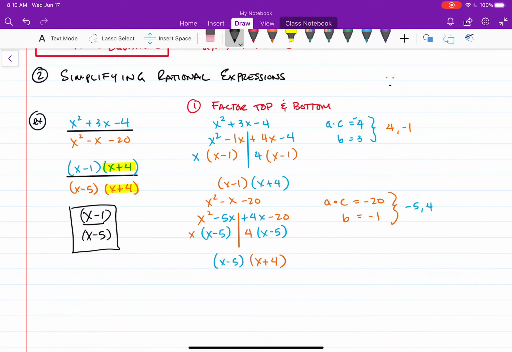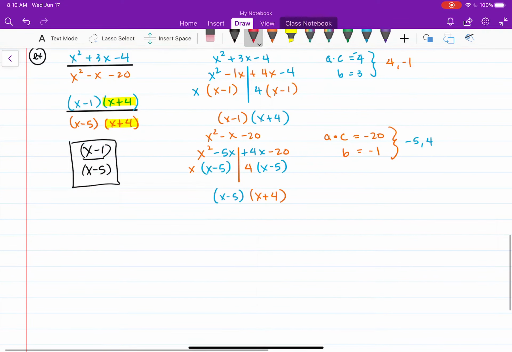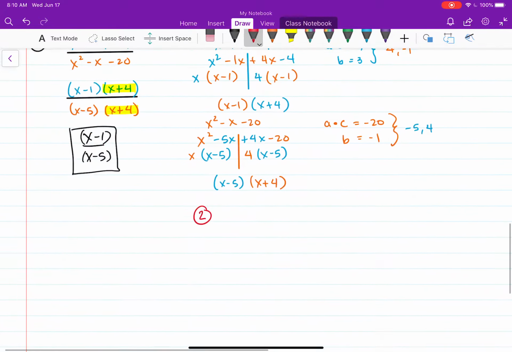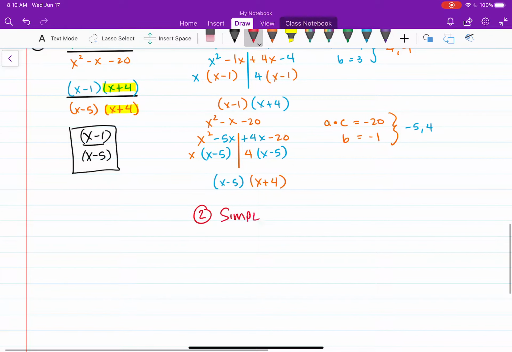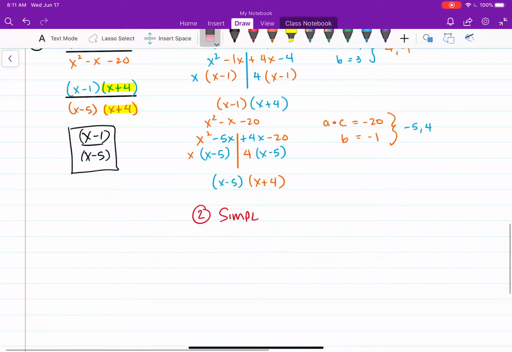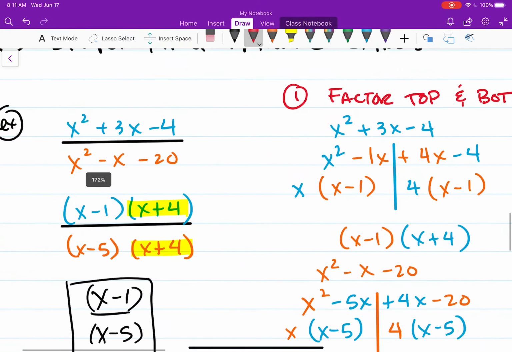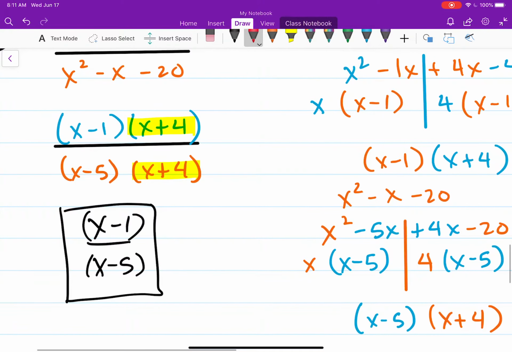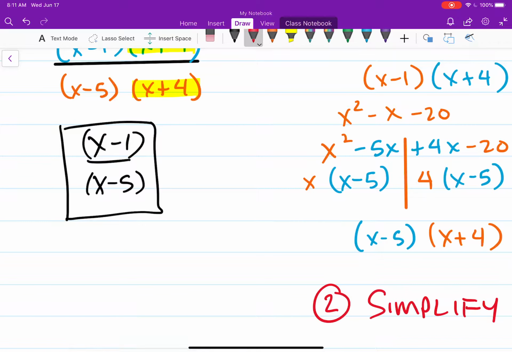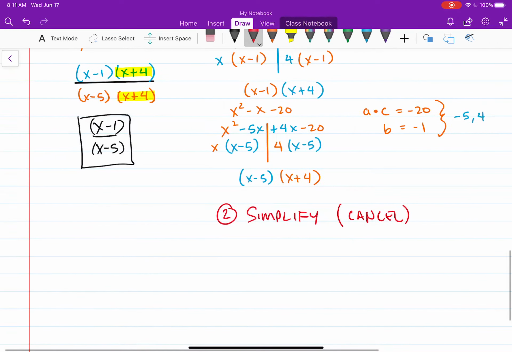Okay? So step 2 was to simplify. So maybe you got to cancel. Okay? So again, I factor top and bottom. I got that. See if there's anything in common with top and bottom so that I can cancel them out. The x plus 4 is in common, so I can cancel those out. So I'm left with the x minus 1 and the x minus 5, and then that would be my answer. And that's it. Okay? So that's how you simplify.